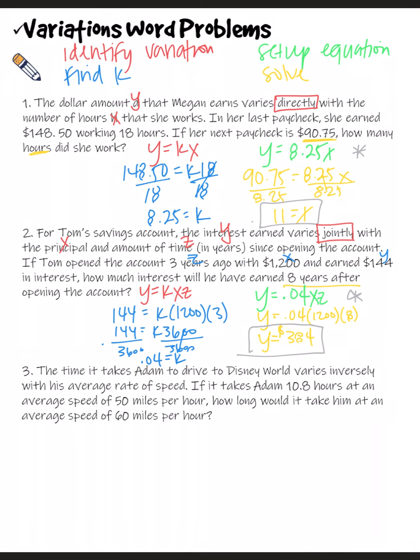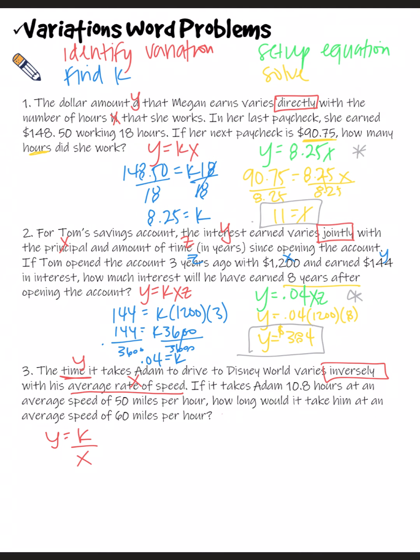This last example, Adam is driving to Disney World, and the time it takes varies inversely with his average rate of speed. So that first one is our y, that second one is our x. Inversely, remember our inverse variation is y equals k over x. So I'm going to put that over here, y equals k over x. All right, let's find our k.